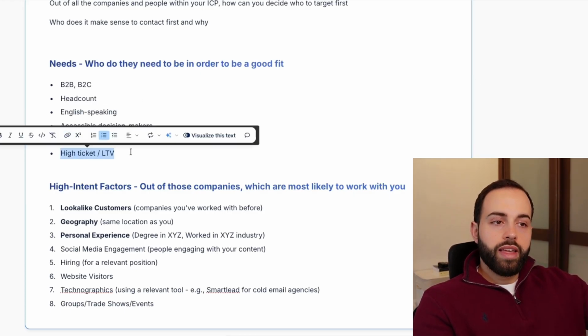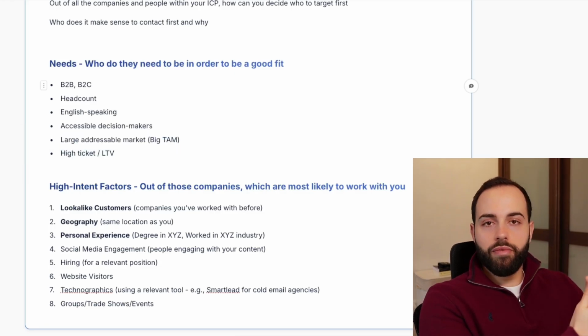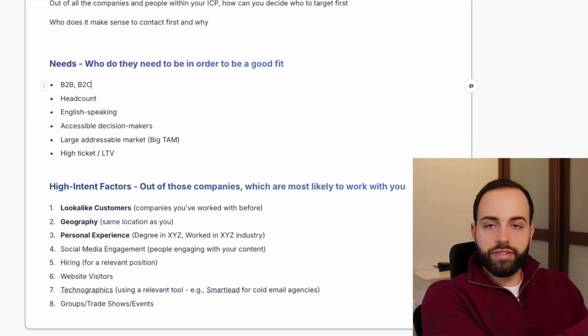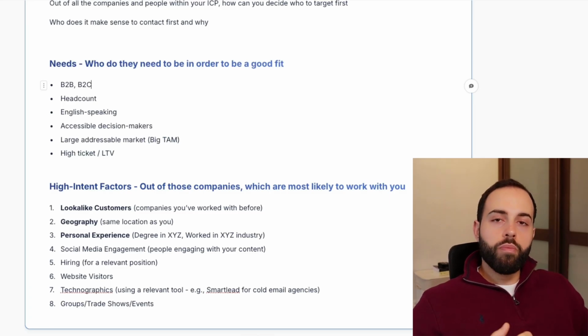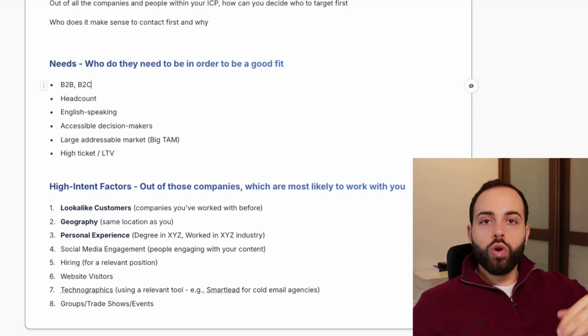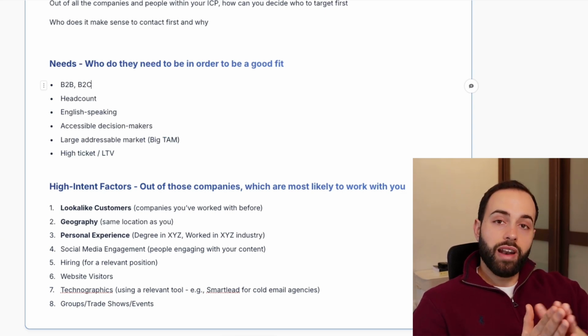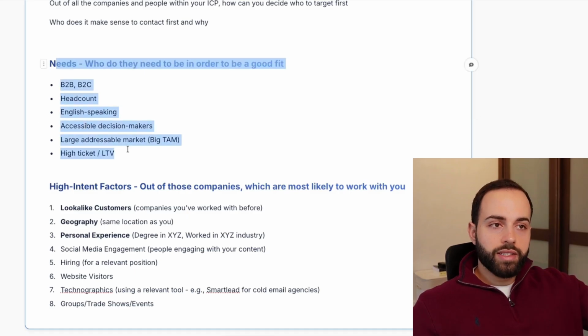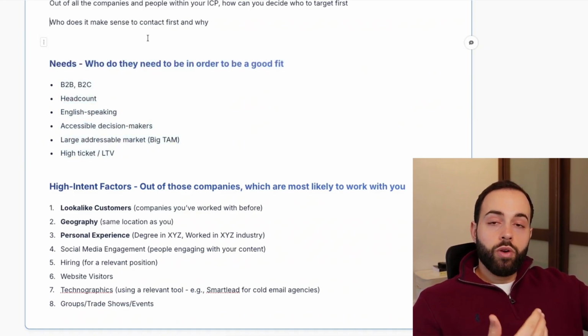And the next one, they need to be high ticket with a high lifetime value. If the lifetime value of their customers is not at least 15,000, then typically it won't make sense for them to work with us. But if every deal that we can help them close is worth at least 15,000 in terms of lifetime value, then it could be a good fit. So these are a couple of needs that these companies need to have in order for them to be a good fit.